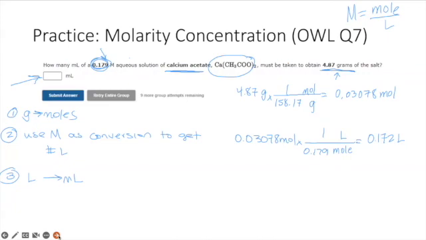So I'm almost there. I then need to take 0.172 liters, and I want to make it into milliliters just because that's the answer they're looking for. So I want to cancel liters and get into milliliters, which is smaller. 1 liter is bigger. 1,000 milliliters go in a liter. And this is going to give me 172 milliliters. So I'm going to round to 3 sig figs, just because they use 3 sig figs in both of the given quantities.